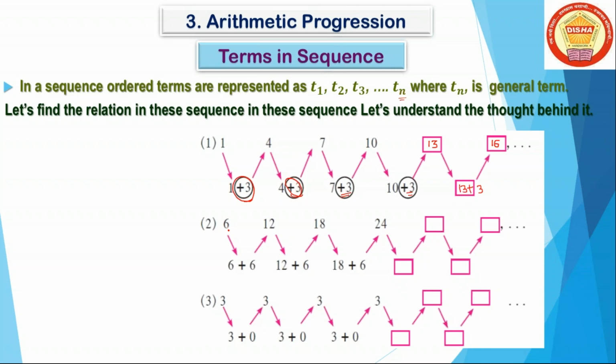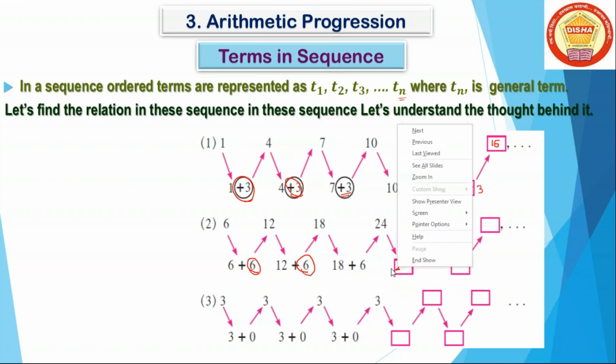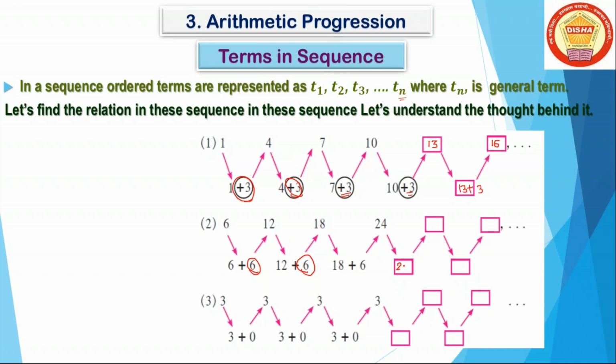Okay, see. For the given example, with 6 and 12, if we add 6 to the first term, we get 12. In the second term, again we add 6, and we get 18. Then again we do the addition, 18 plus 6, and we get 24. Then for the empty box, we add 6 to 24, that is 24 plus 6 is equal to 30.